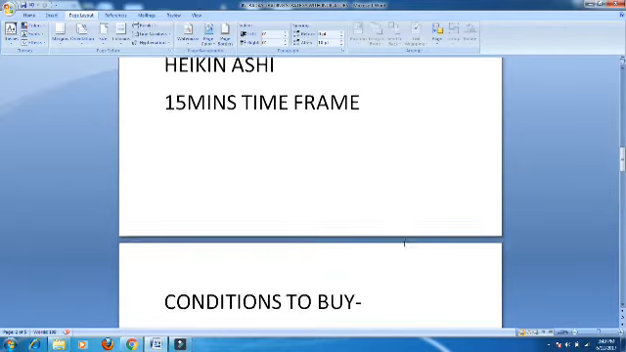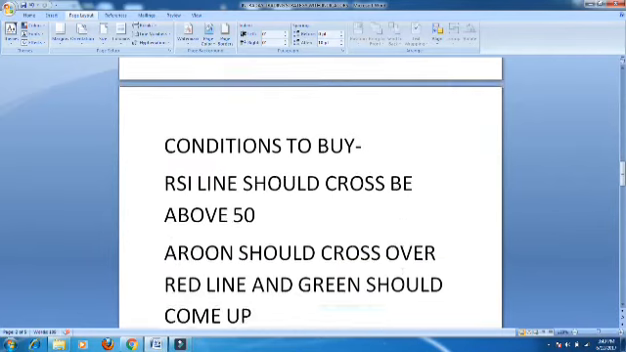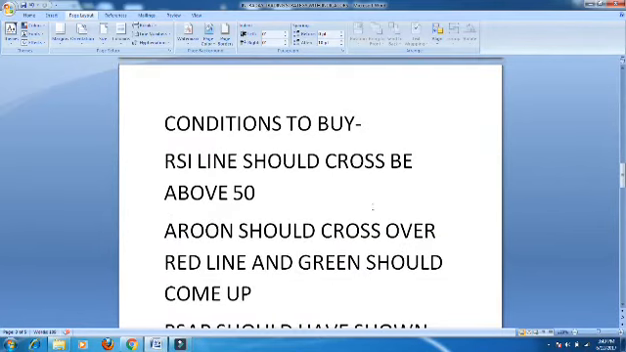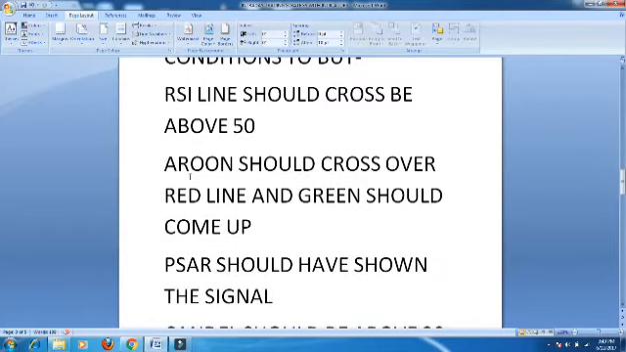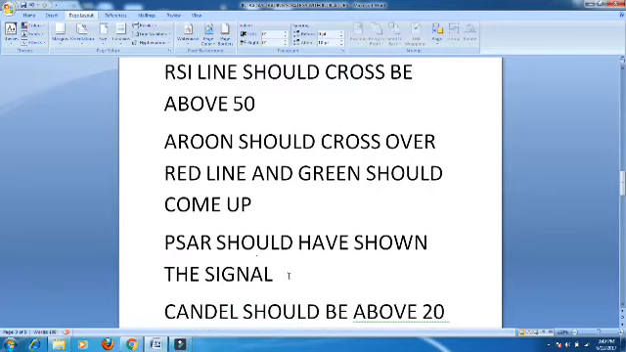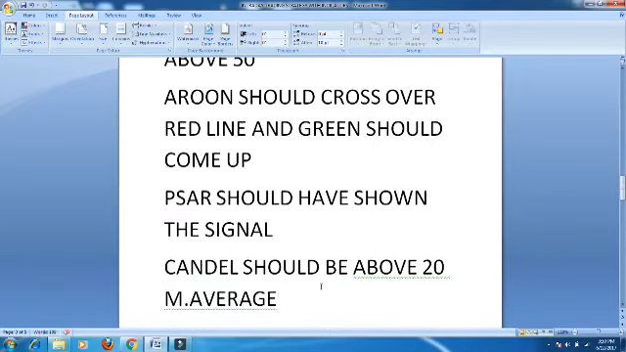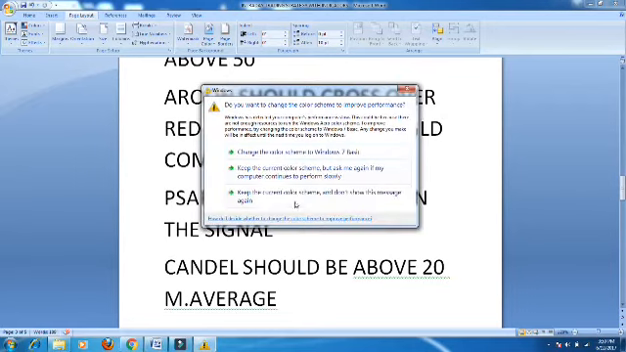The conditions to buy are: the RSI line should be crossing above the 50, and Aroon should cross over, the red line should go down and the green line should come up, and SAR should have given the signal for a buy, and the candle should be formed above the moving average of 20 periods.